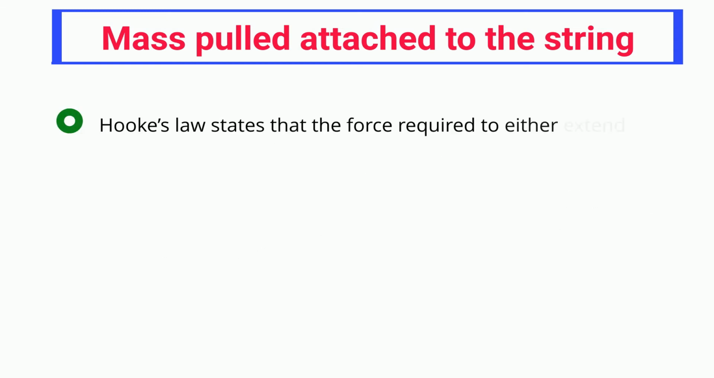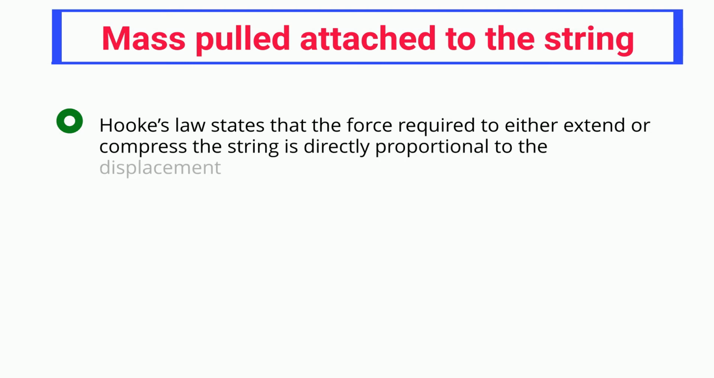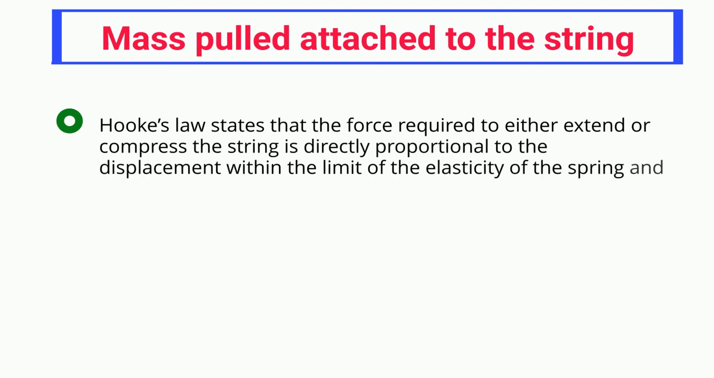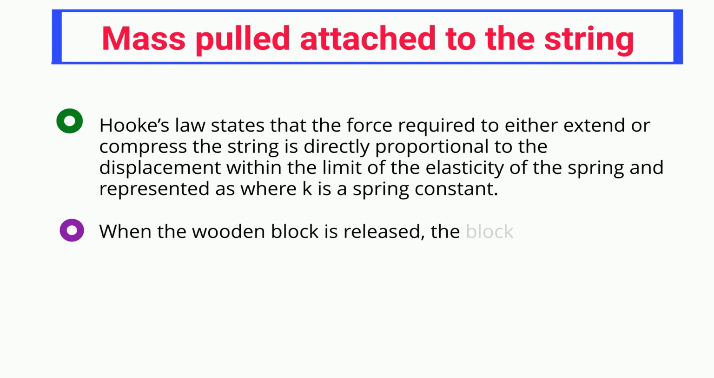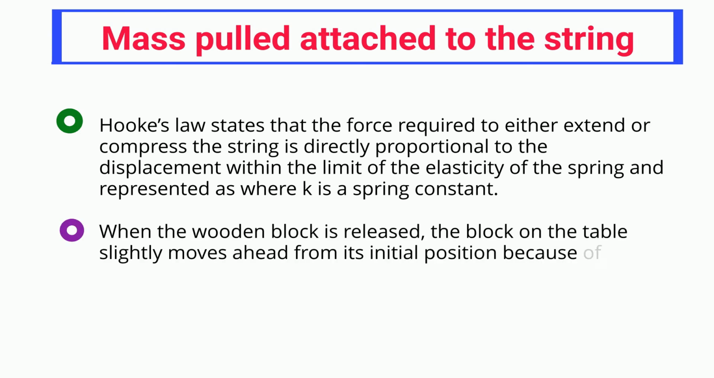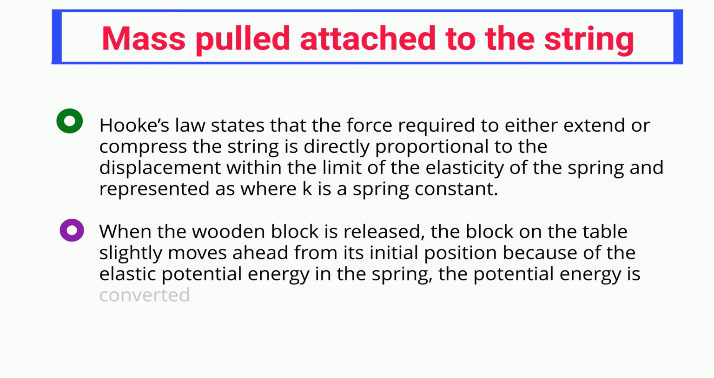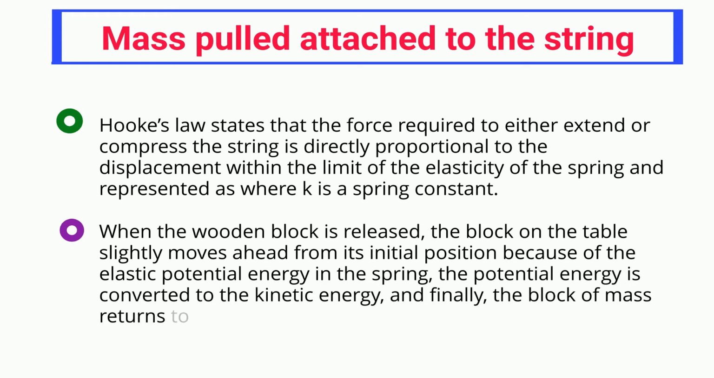Hooke's law states that the force required to either extend or compress the spring is directly proportional to the displacement within the limit of the elasticity of the spring, and represented as F = kx, where k is a spring constant. When the wooden block is released, the block on the table slightly moves ahead from its initial position because of the elastic potential energy in the spring. The potential energy is converted to kinetic energy, and finally, the block of mass returns to its initial position.